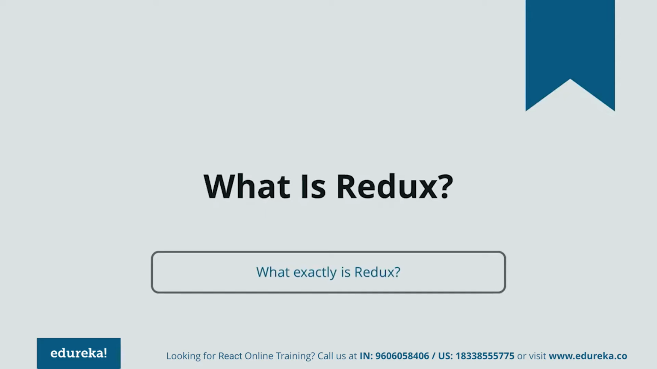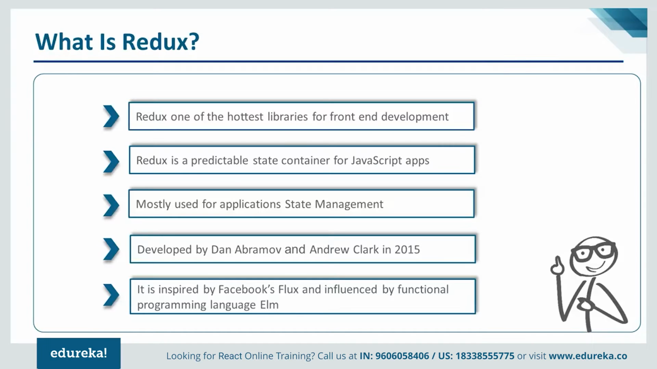Now let's talk about what is Redux. So Redux is, you can say, one of the hottest libraries for front-end development. It is the successor of Flux, you can say. Redux is a predictable state container for JavaScript apps, and it is mostly used for state management in applications which have heavy state management or complex data flow architecture.